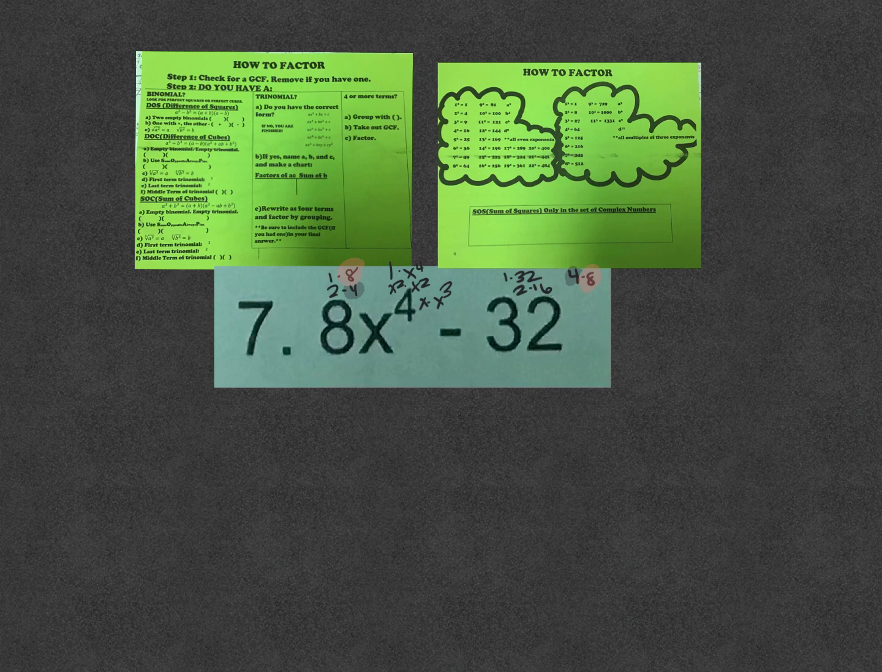And also, please note that the first term has x's. The last term does not have x's, so that means I only have a numeric common factor of 8. So we'll write down that common factor of 8. We'll put an empty pair of parentheses, divide each term by 8. 8x to the 4th divided by 8 is x to the 4th. Negative 32 divided by 8 is negative 4. Now I'm ready to look at what is left in the parentheses.